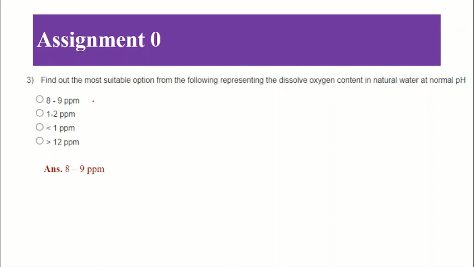And can anyone tell me if there is any relation related to equilibrium, which gives the concentration of gas dissolved in a liquid or a mixture, which is related to the concentration of the gas in the atmosphere above it? Can you tell me any equilibrium relation that you have studied before? Anyone, if you know? Yes. Can you tell me?